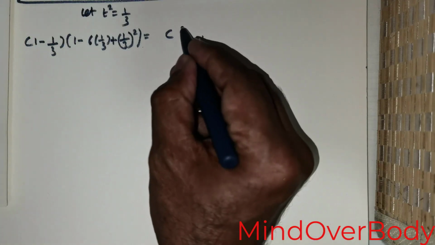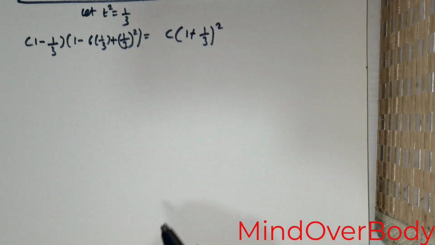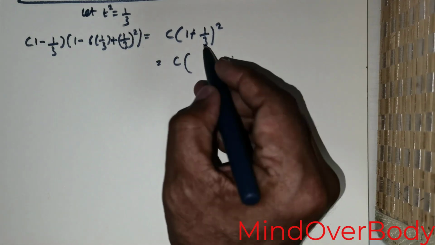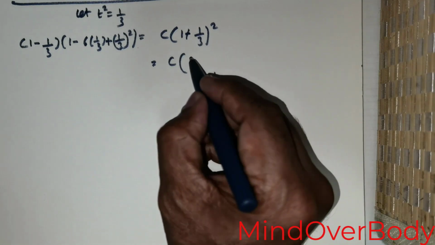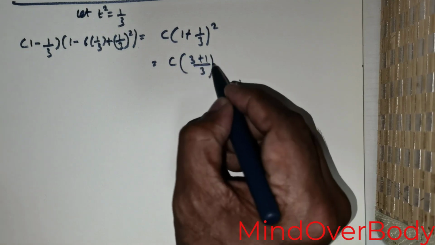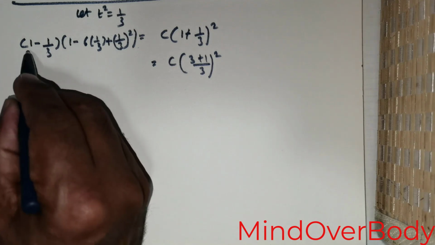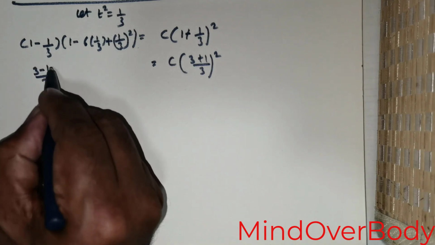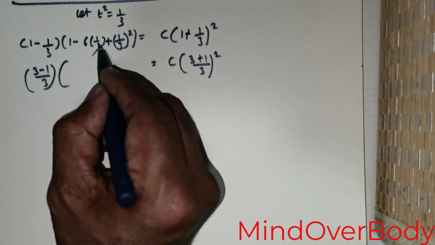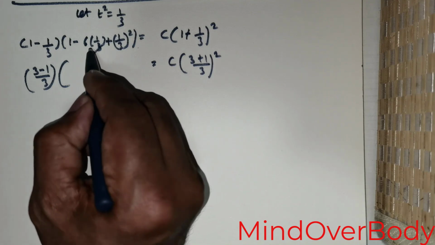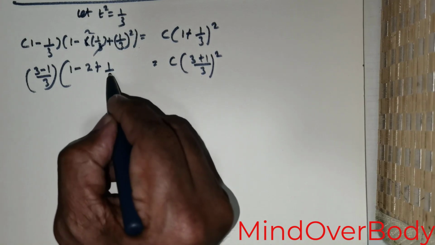So I need to just place that. So c of (1 + t squared), my t squared is 1 over 3, raised to the power 2. So this is going to be equal to c of, taking the LCM as 3, this would give us (3 + 1) over 3, raised to the power of 2, and on the left side this is going to give me (3 − 1) over 3, and 3 divides, in fact I don't have to do it like this, but it's still okay. So 3 divides 6 2 times, so it's going to be 1 − 2 + 1 over 3 squared, which is 9.